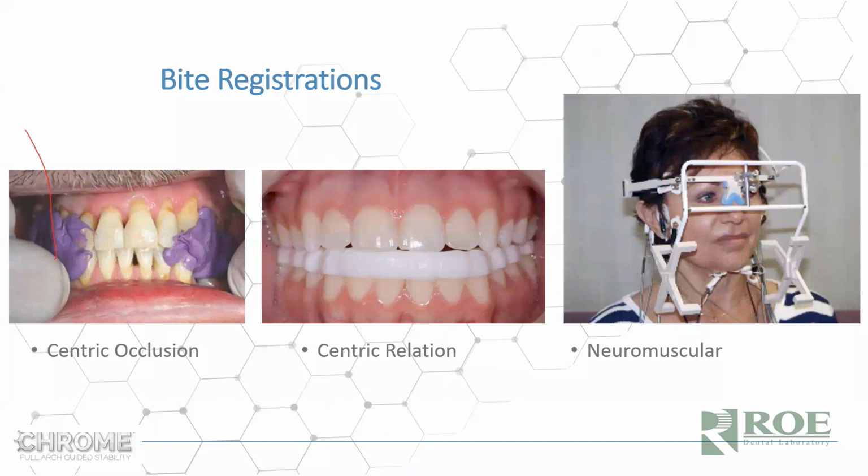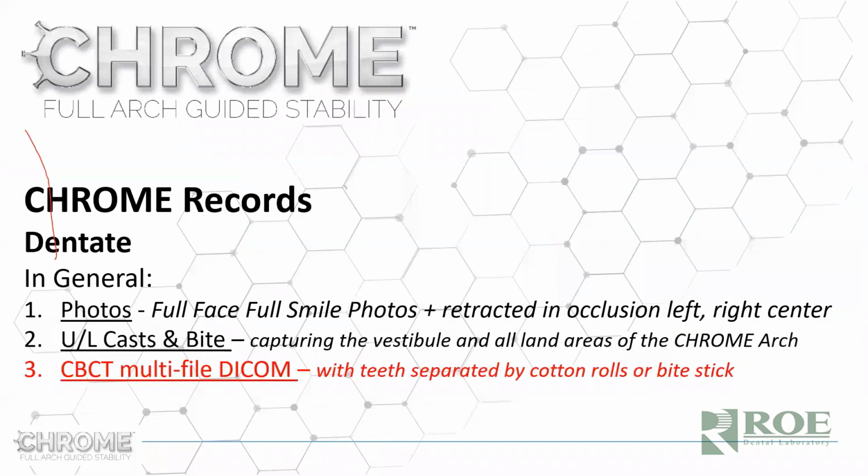Centric occlusion is the most common. Centric relation we do receive, and occasionally some neuromuscular bites. You might make the argument that a neuromuscular bite is the best bite for these cases. Putting a patient in the most comfortable, relaxed position might be the most advantageous, the most accurate. But we accept different bites, of course, and we do our analysis accordingly based on the bite that you send in.